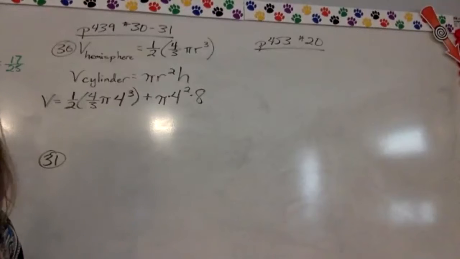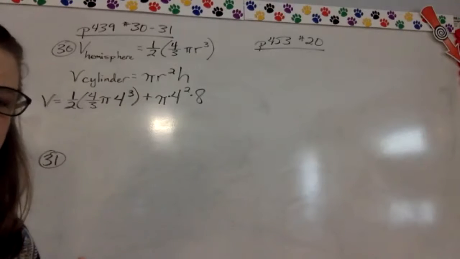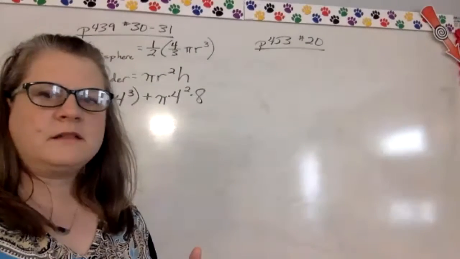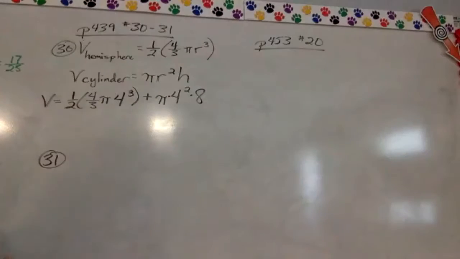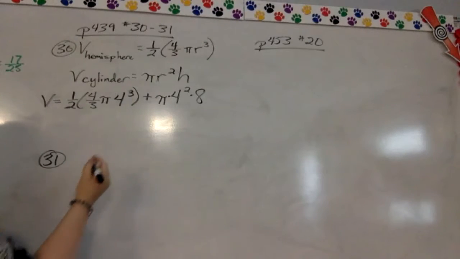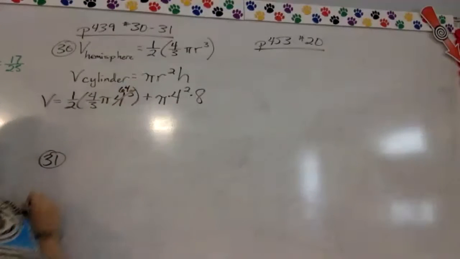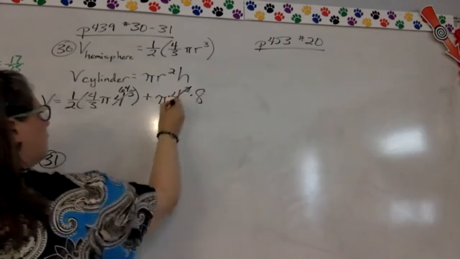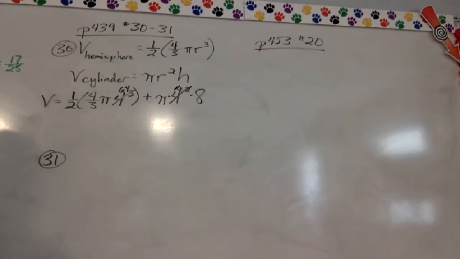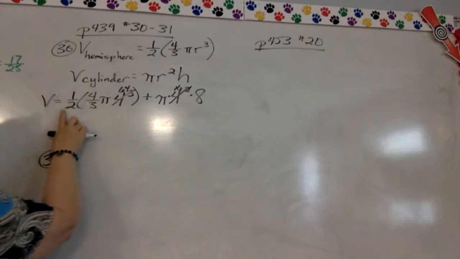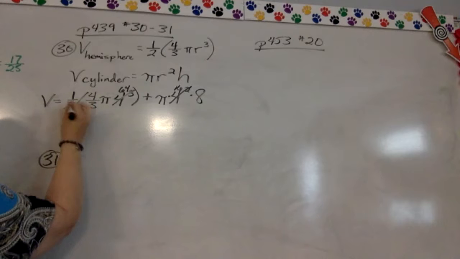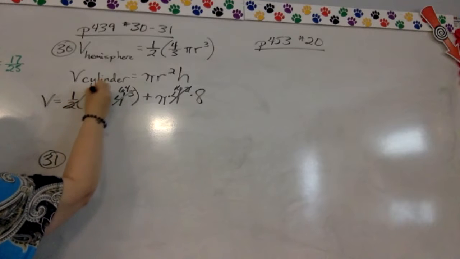If you haven't learned by now for this chapter, you definitely want access to some type of calculator, because we have a lot of big numbers. I'm going to do what I can here. 4 cubed, 4 times 4 is 16, times 4 is 64. So I know that part. 4 squared I know is 16. Now I'm just trying to simplify everything. I've got 1/2 times 4/3. I know 2 will go into 4 two times, so I can cancel that part out.